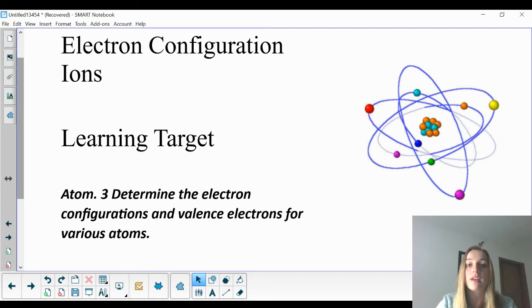Today we're going to be walking through our last bit of information before our quiz on Wednesday. So today we're going to be talking about electron configuration while dealing with ions. Same kind of deal, we're going to combine two different things that we've learned over the past couple of weeks and put them together.